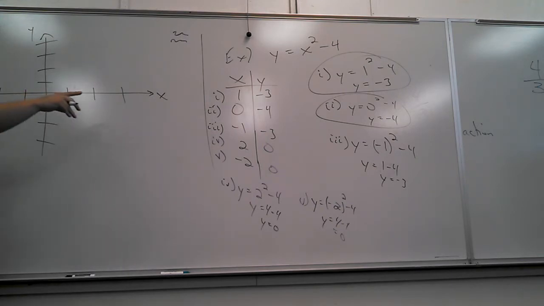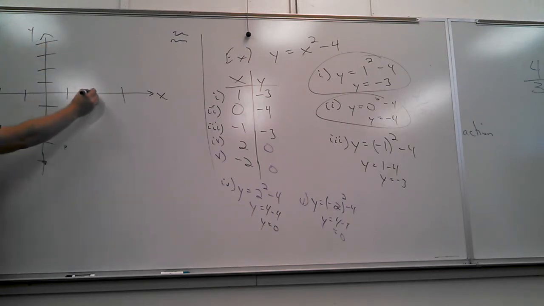So let's see what it looks like. 1, negative 3: 1 to the right, down 3. Then 0, negative 4: don't move left and right at all, move down 4. Negative 1, negative 3: go to the left 1, down 3. And then 2, 0: over 2 and up or down not at all. And then negative 2, 0: back 2 and up or down not at all.